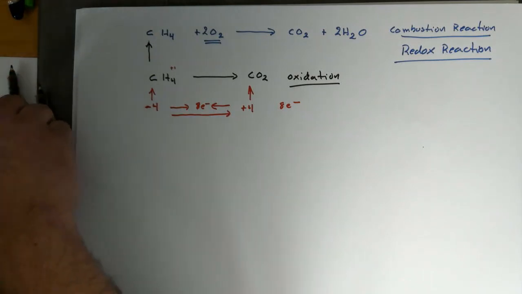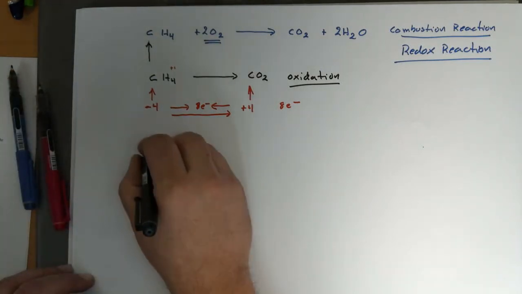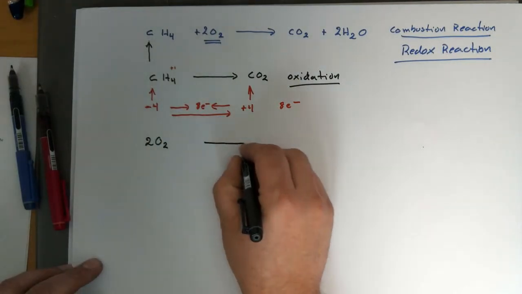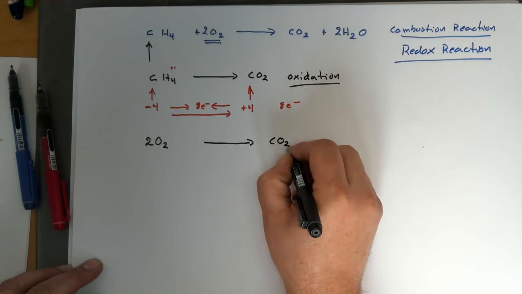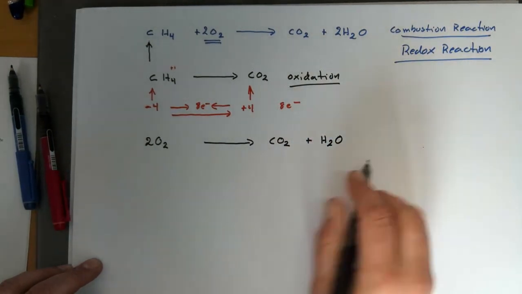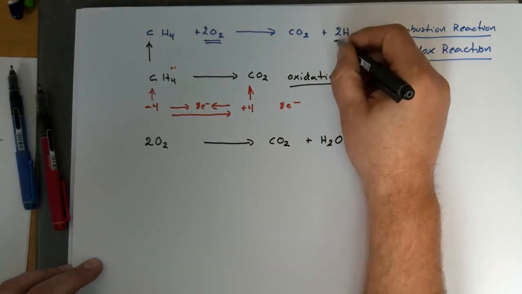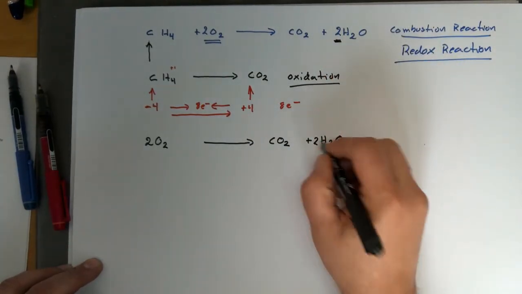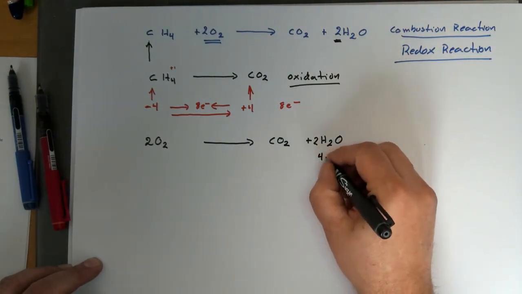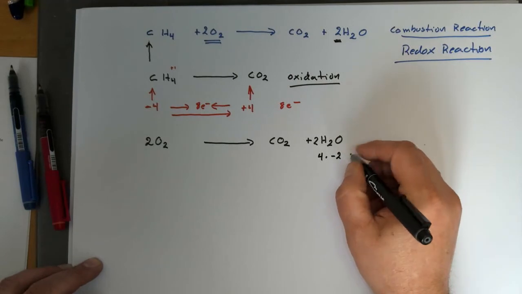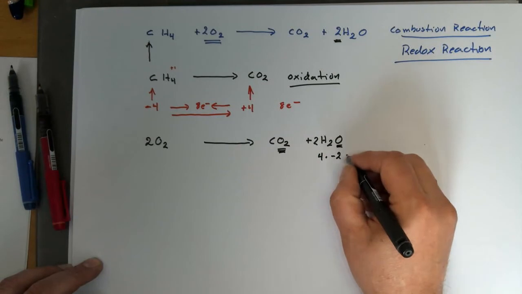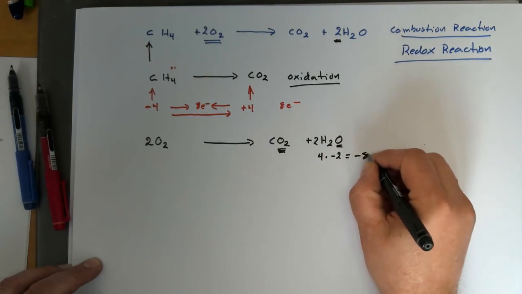So let's look at the O2 quickly. Here we have 2 O2. And where do the O2s go? The O2s go to CO2 and to H2O. And in the balanced chemical reaction, we see that there are 2 of those. So there are 2 H2Os. So here we have 4 times minus 2. Right? We have 2 here and 2 here. This is equal to minus 8.